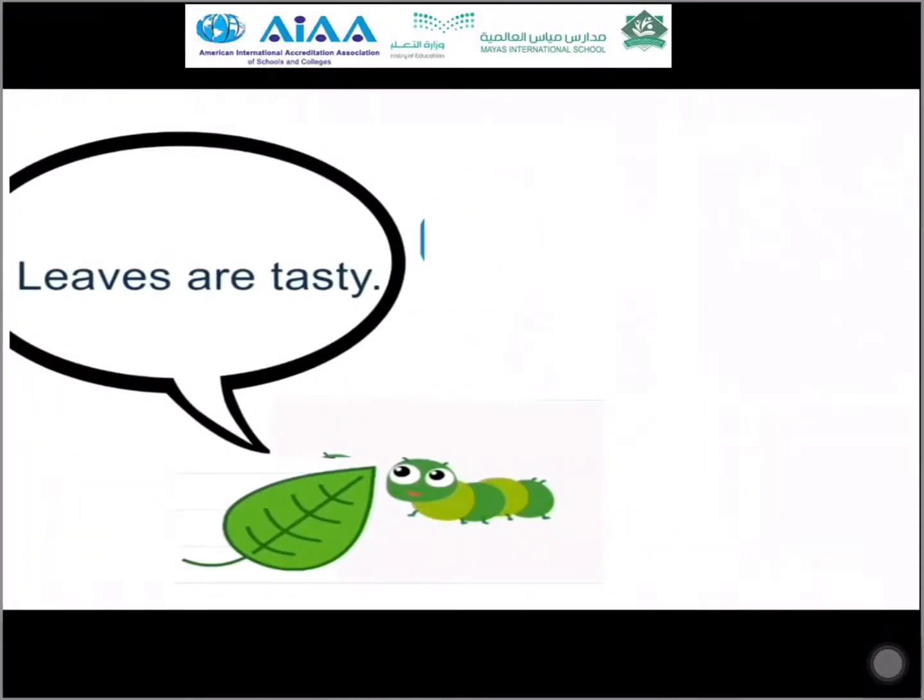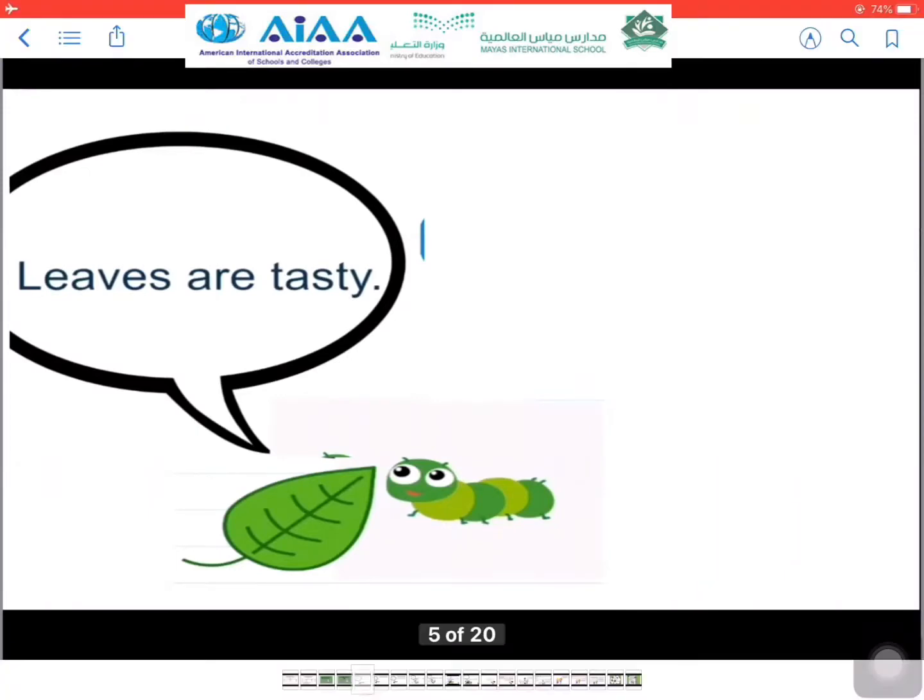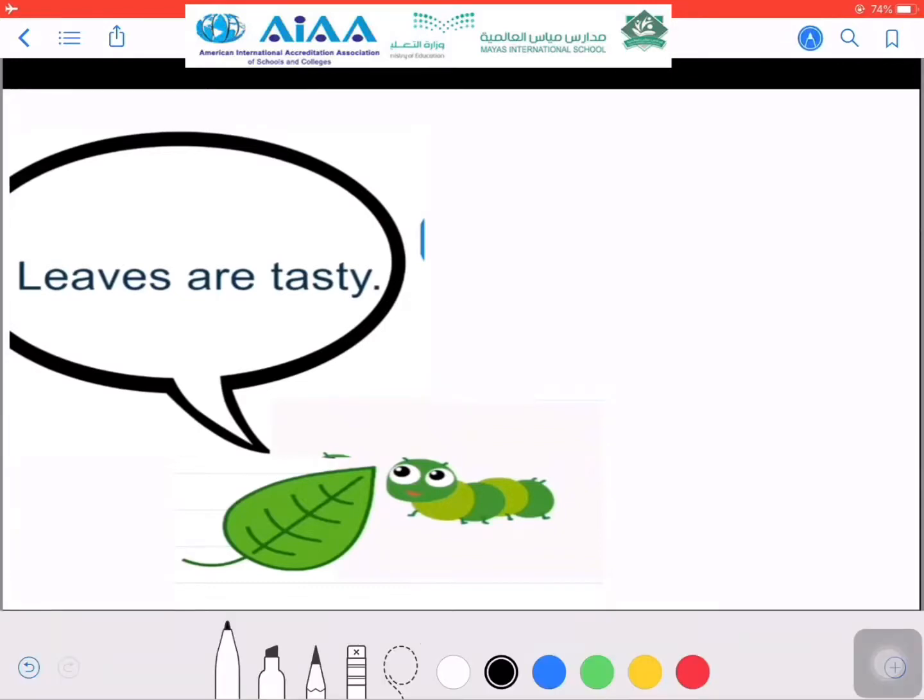Here, for example, we know that this caterpillar is talking. How do you know that it's talking? Yes, exactly, because we use this balloon. This is a speech balloon. The speech balloon tells us that this is the talking. This is the speech of the caterpillar.